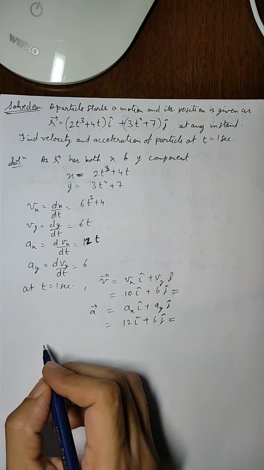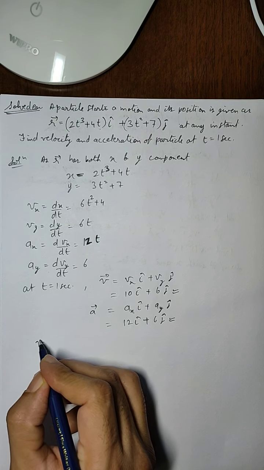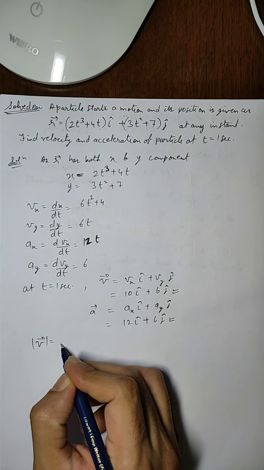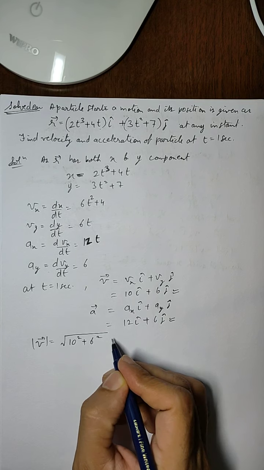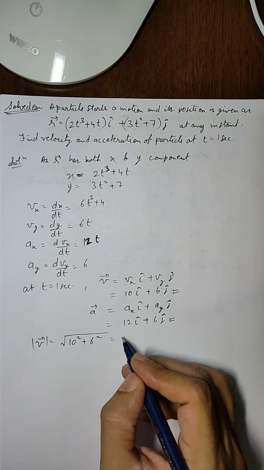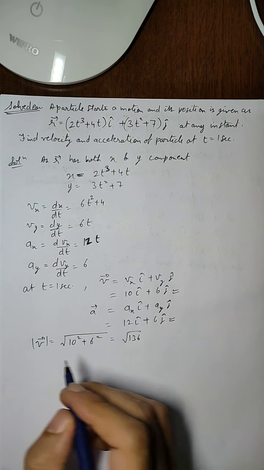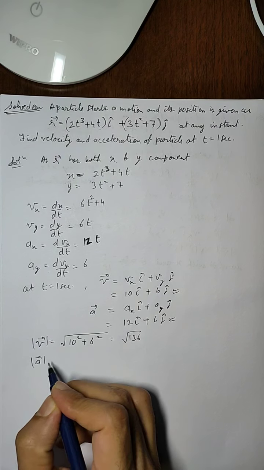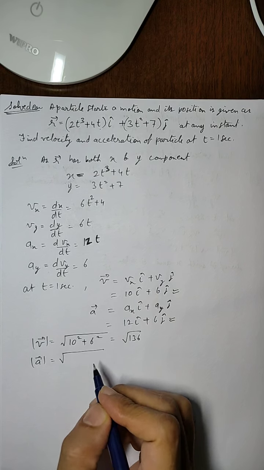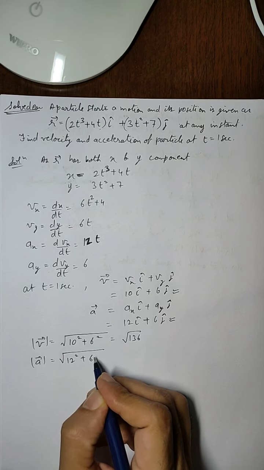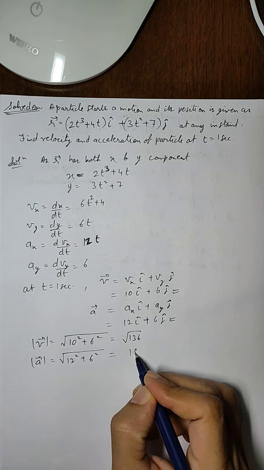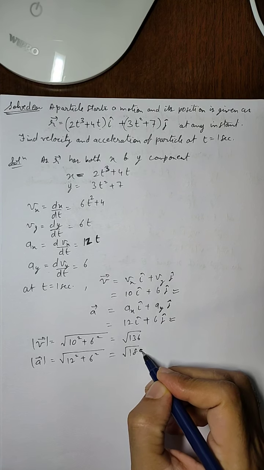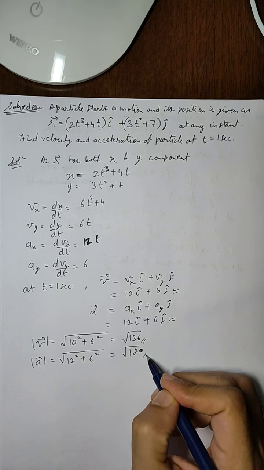So these will be the vector equations of velocity and acceleration. You can also find the resultant, the net velocity. The net velocity will be root of 10 square plus 6 square, which will be 136, so root of 136. Similarly, net acceleration will be equal to root of 12 square plus 6 square. So it will be 144 plus 36, so it will be 180, root of 180. So these will be your solutions.